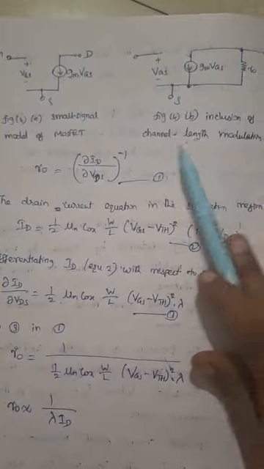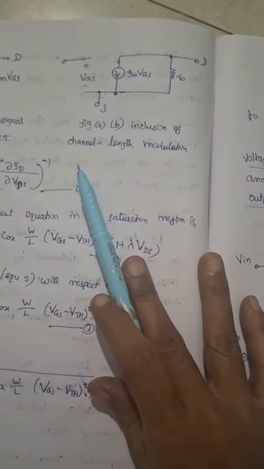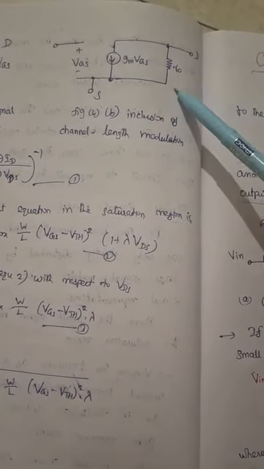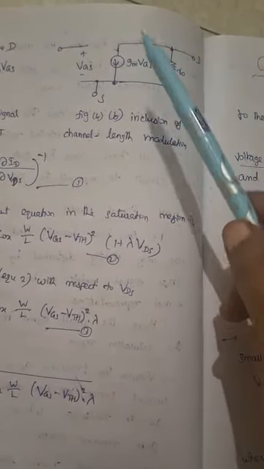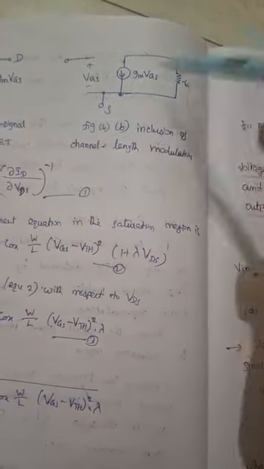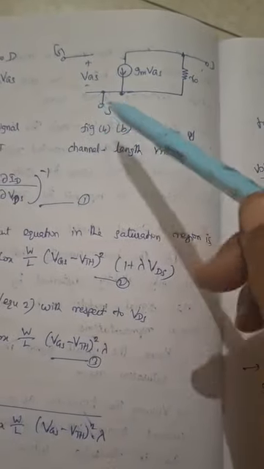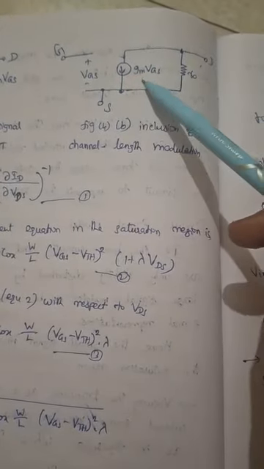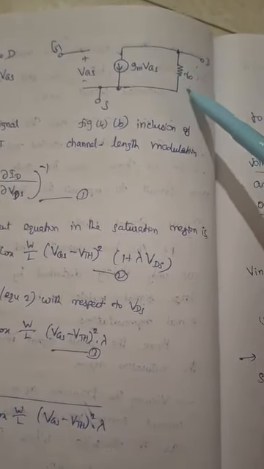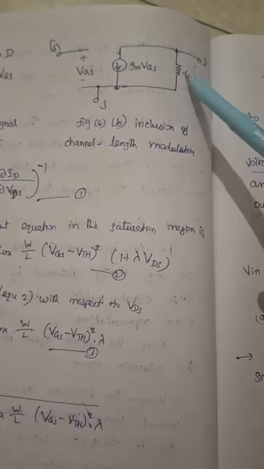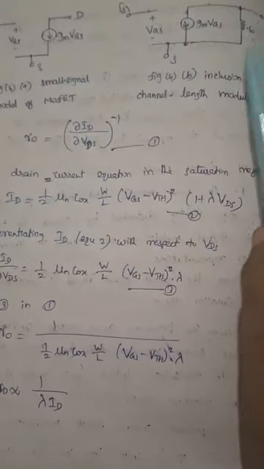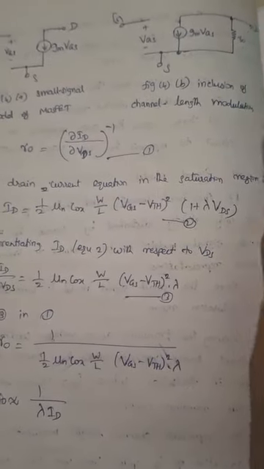When you are considering channel length modulation, practically we cannot neglect it. So when you are including that, your circuit will be like this. Here this is the gate, drain, source. The input voltage is VGS, this is your drain current gm VGS, and this is your output resistance when you are considering channel length modulation. So now we are going to find what the RO equation is.